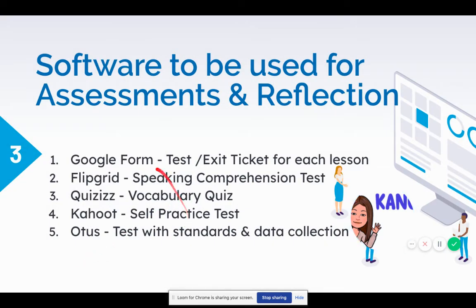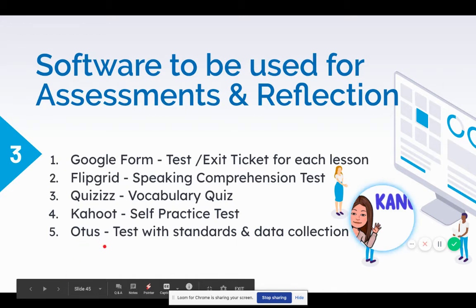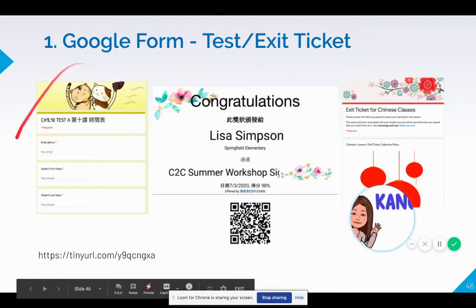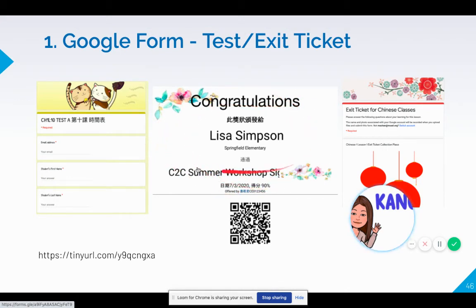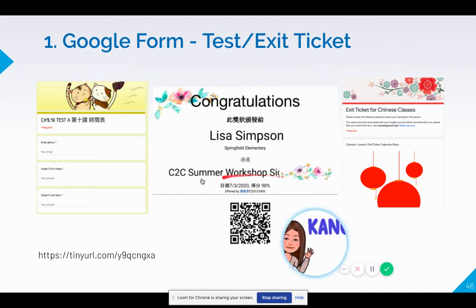For the assessment, every lesson I have a test, and every lesson I have an exit ticket to collect their information, to collect their outcome, what they learned. And we can also use Flipgrid, Quizizz, Kahoot, or Otis. Otis is a brand new one. My test looks like this. And don't forget, I give you a link like this over here. If you click on it or scan this one, you can get a certificate when you finish, showing that you have finished this online summer training. And this is a ticket example.